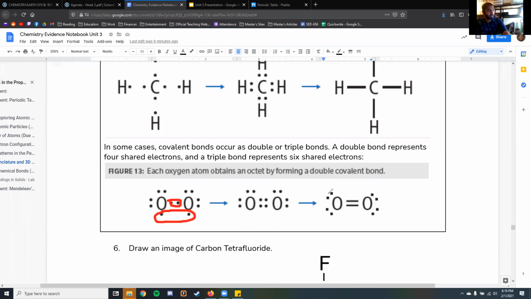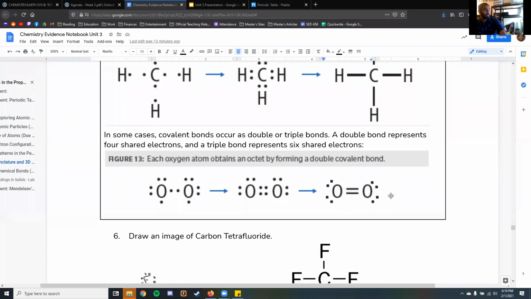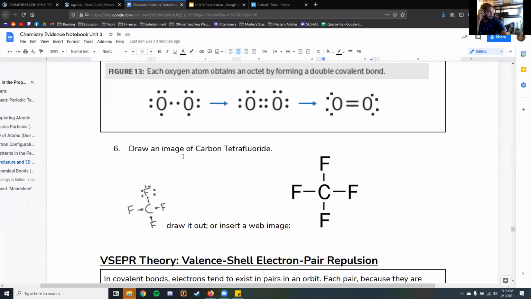And so oxygen's got 2, 4, 6, and 8. So these oxygens are nice and steady with 8 electrons. This oxygen's nice and steady with 8 electrons. And this works out very well for people because we breathe air. And next up, we have carbon tetrafluoride.